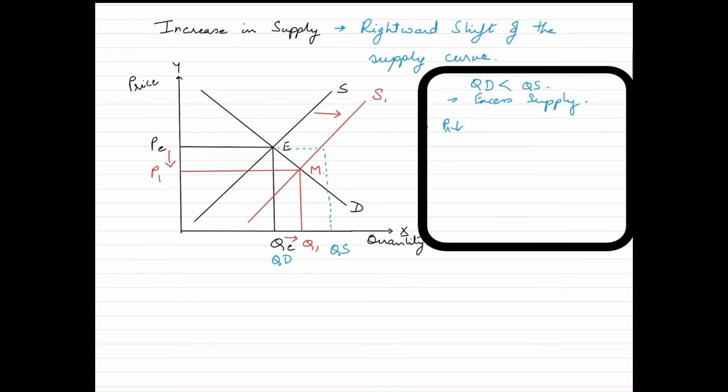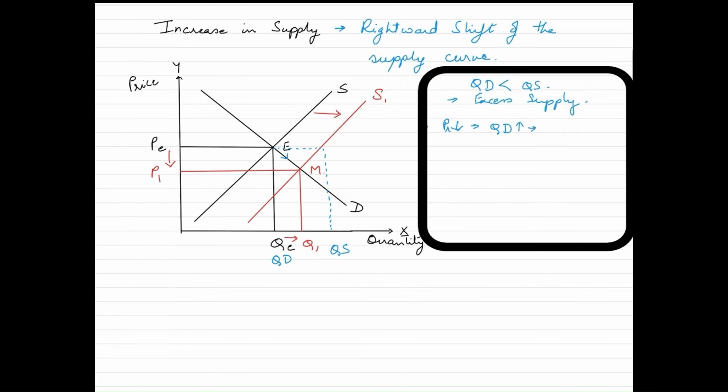Now what will this reduction in price do? The first thing is that it would signal the buyers that the commodity is now more affordable and more people would be willing to buy the commodity. So quantity demanded would go up. How do we see that? We see that by an extension on the demand curve. This is the extension. It has gone downwards from point E to point M.